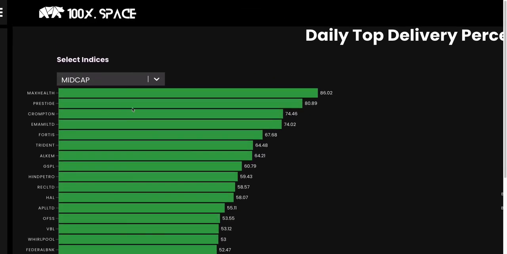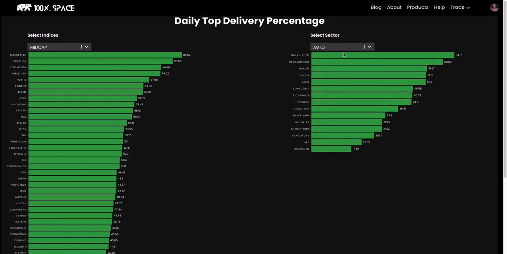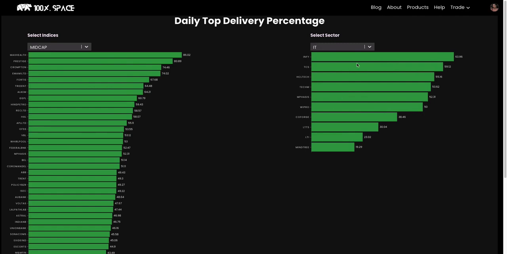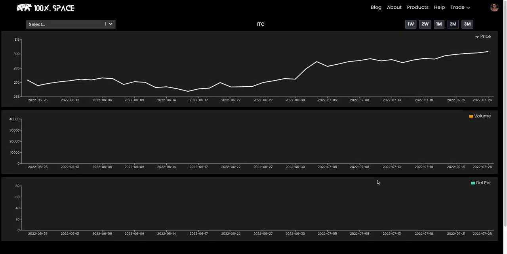So you can compare, even sector wise, you can compare. That's a great thing, right? Auto, healthcare, IT, what's going on individually, right? So this is the first part, right? We will explore it someday. Today I am just giving a demo in the starting. This is like a comparison.